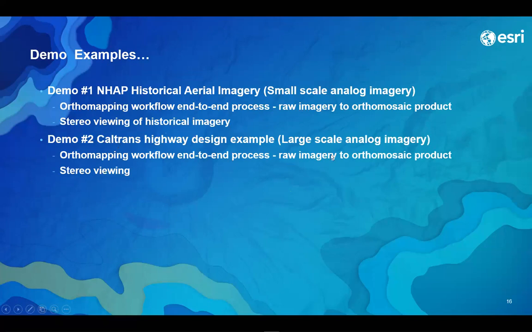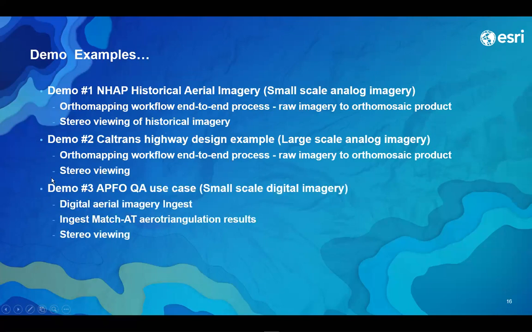The second one is going to be looking at a much larger scale analog imagery example, imagery that's used for highway design. So this is normally higher resolution, higher accuracy. And we're going to look at that same workflow with different data end to end. And both of them also support stereo viewing as a result. We're going to look at another example, and the difference here is this is relatively small scale, but this is with an aerial digital camera. So this data was taken with an Ultracam digital aerial camera. And in this case, I'm going to show you how you're going to ingest existing triangulation data to create your workspace to enable stereo viewing and to create output products as well.